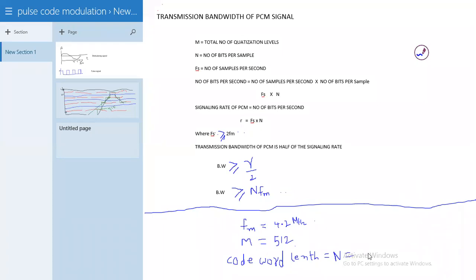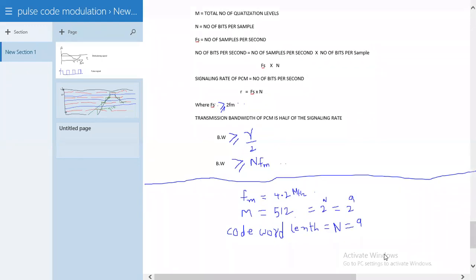కోడ్ వర్డ్ లెంత్ 512. m is equal to 2 to the power of n కదా. n ఎంత అయితే మనకి 512 వస్తుంది? 9 మ్యామ్. Very good. So n is equal to 9. కోడ్ వర్డ్ లెంత్ అంటే ఒక్కొక్క శాంపుల్కి ఎన్ని బిట్స్తో మనం రిప్రజెంట్ చేస్తున్నాము? 9 బిట్స్ తోటి మనం రిప్రజెంట్ చేస్తున్నాం.